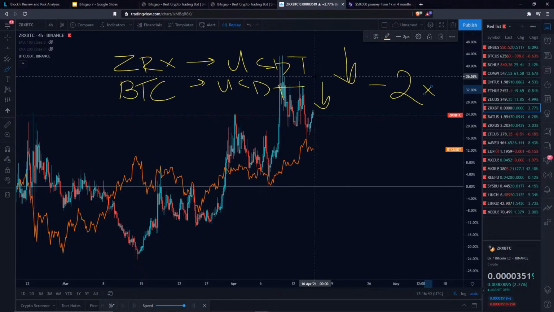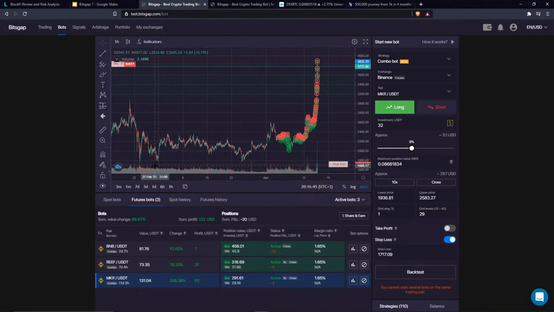Actually, I wanted to show you something special. As you know, we are about to release the futures bot, which is the combo bot. That's the name of it as of today. And here I have some trades. These are real trades on my real account, trading futures in beta mode.